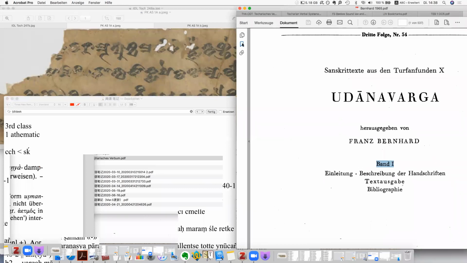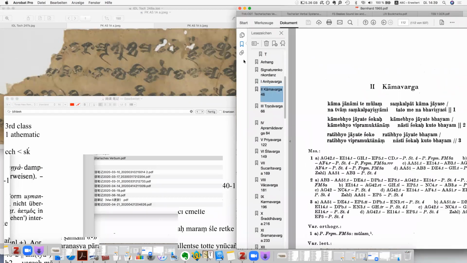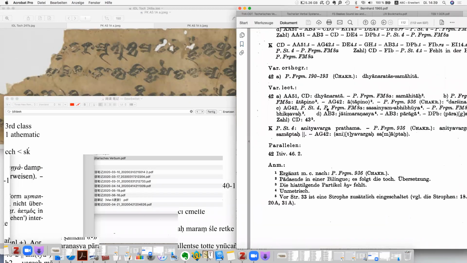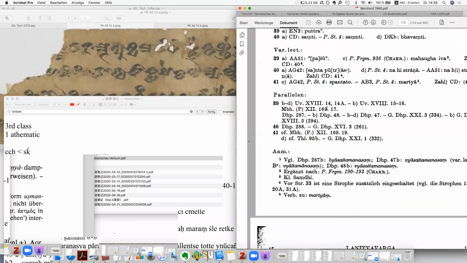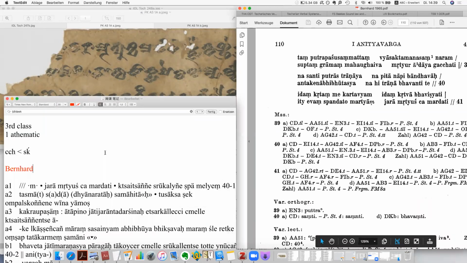Okay, so for this one, it's actually the end of the first chapter, the first Varga. It's verse 41, and I already copied this. I just want to show you the book by Franz Bernhard. This is chapter 1, called Anityavarga. Anitya in Chinese is called Wuchang, so it's Wuchang Ping.